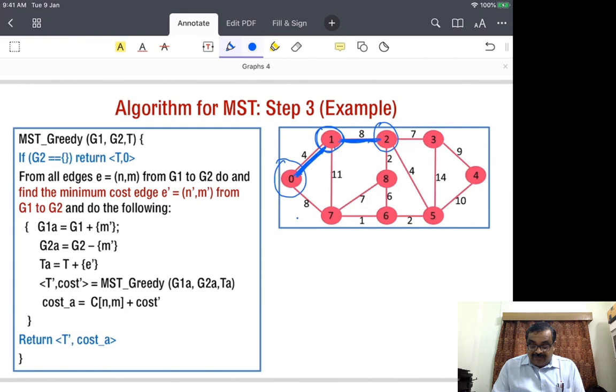Then we choose this edge. Now we have 1, 2, 3, 4, 5 edges coming out from G1, of which this one is the minimum cost edge. So we choose this one. From choosing this one, we have got 1, 2, 3, 4, 5, 6 edges coming out, of which the minimum cost edge is this one, which is of cost 4.